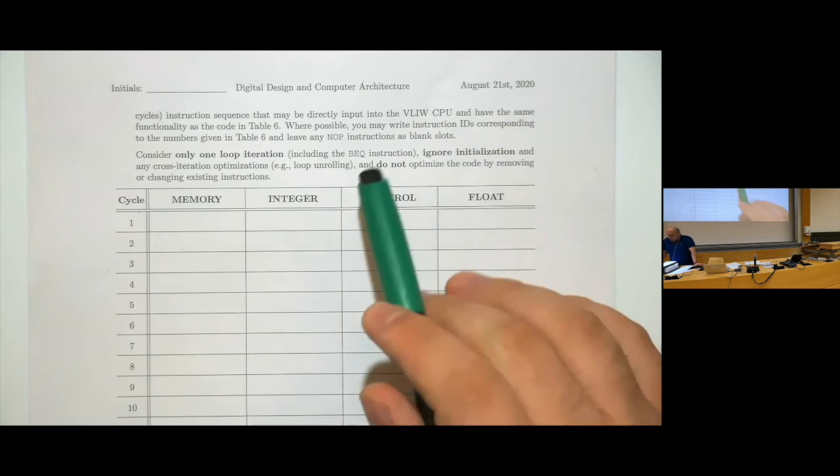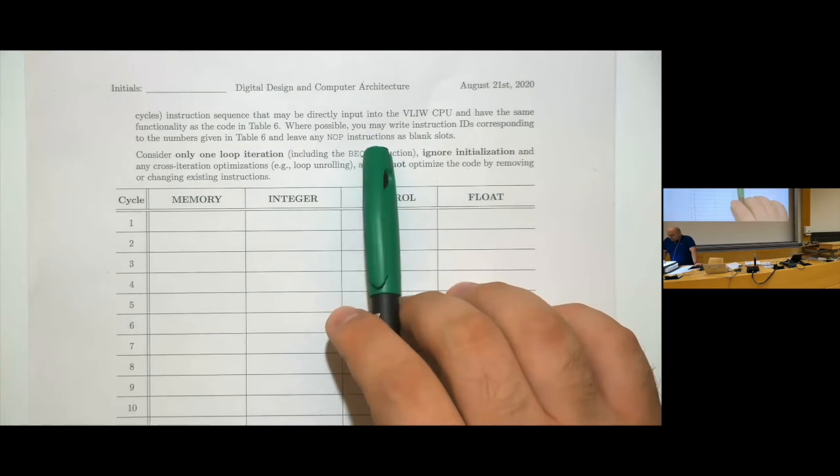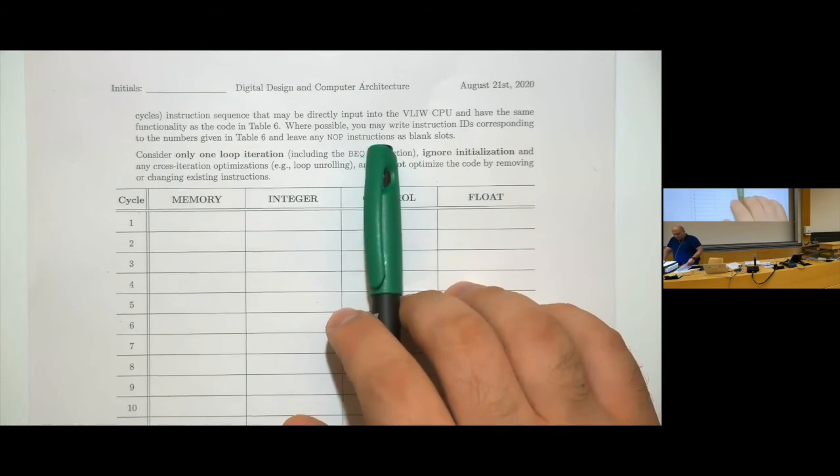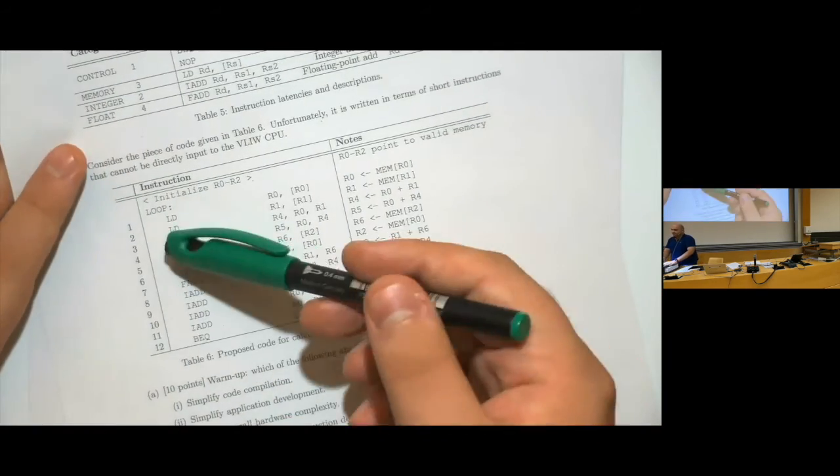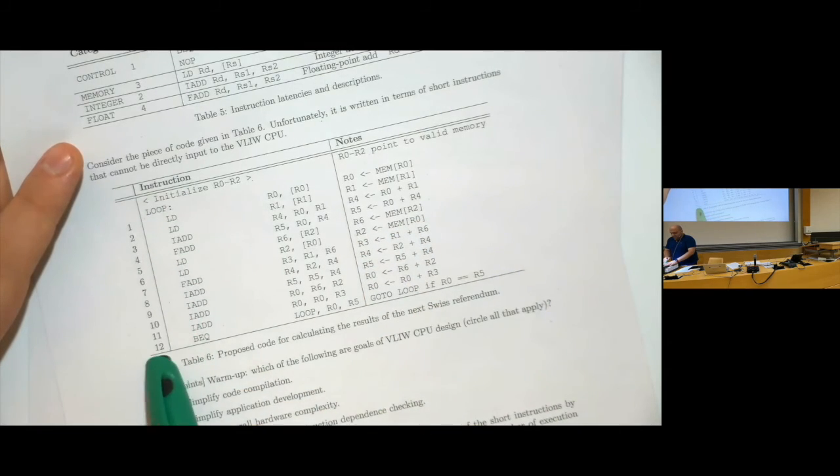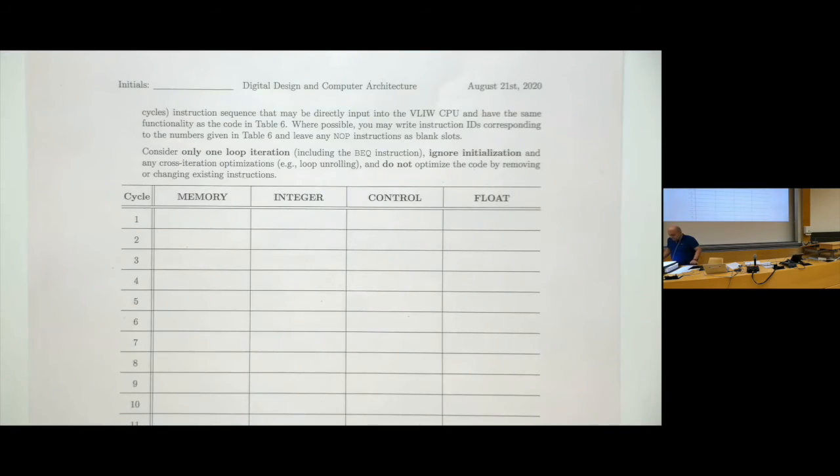Okay, so where possible, you may write instruction IDs, which is what I'm going to do for the sake of simplicity. Notice that each of the instructions here is numbered, so I'm just going to resort to using these numbers in this table. And we can also leave any NOP instructions. Note it's likely that there will be quite a few NOP instructions because we're not going to pack the entire table. And we can leave those as blank slots. Consider only one loop iteration, including the back instruction. Ignore initialization and any cross-iteration optimizations, for example, loop unrolling.